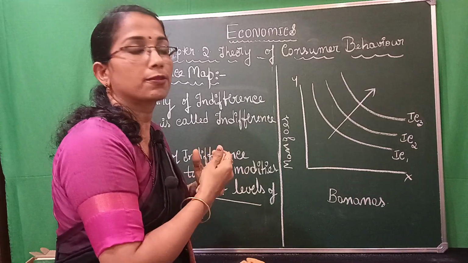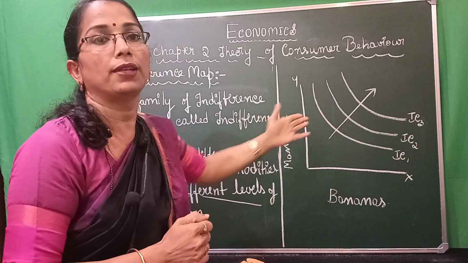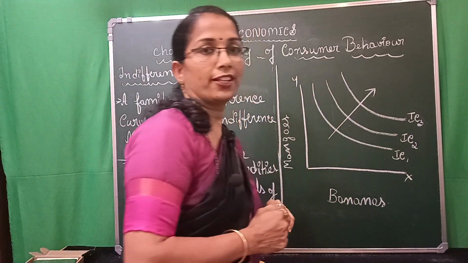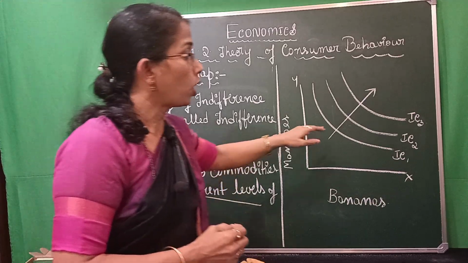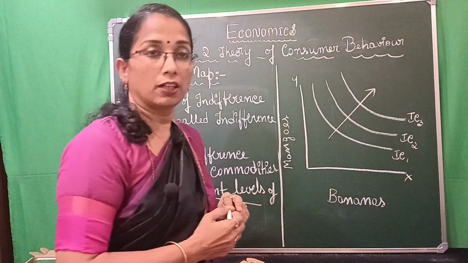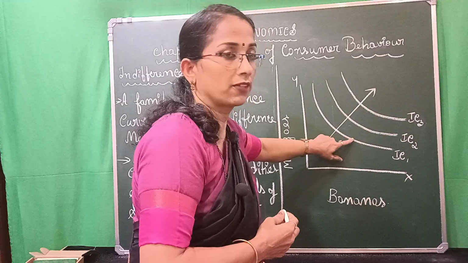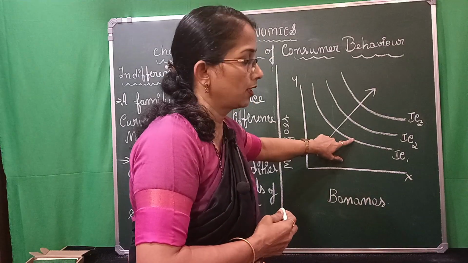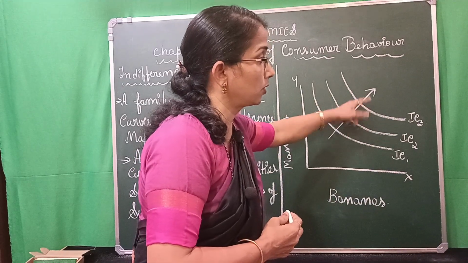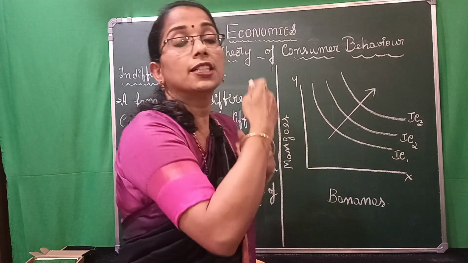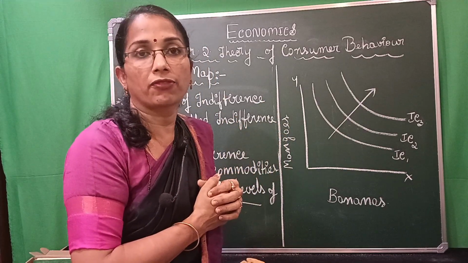What is indifference map? Family of indifference curves. 3 members are there here now. Family is there. So this is an indifference map. So what do these 3 indifference curves indicate? Higher indifference curve. This is the first indifference curve, IC1. Higher to that we have IC2. Higher to IC2 we have IC3. Higher the indifference curve, higher will be the level of satisfaction.